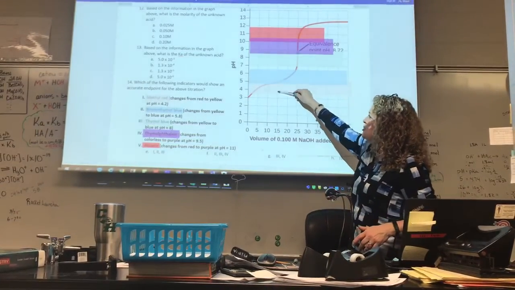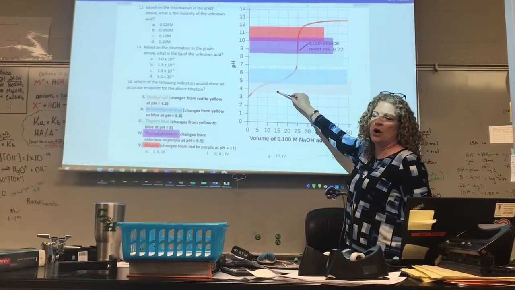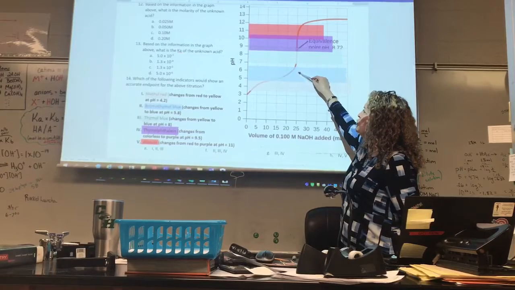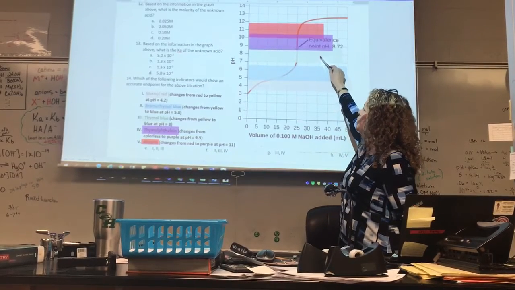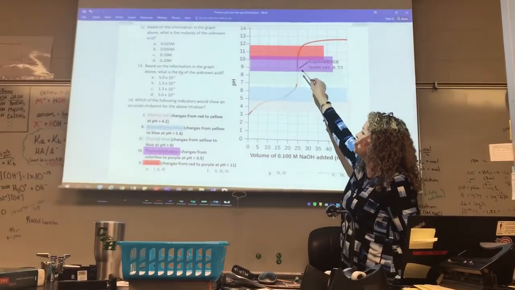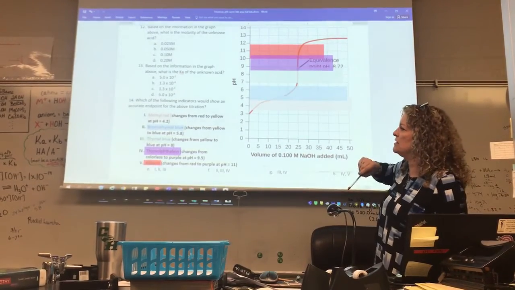Methyl red's going to change here. Does that work? No, it's not on the rise. Does this one work? Bromothymol blue is going to change too early. Will this one, will the thymol blue work? Yeah, it changes on the vertical rise. So number 3 is a contender.